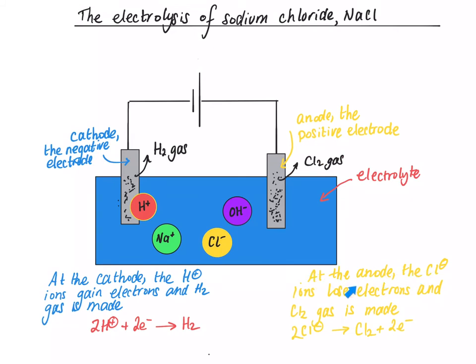At the anode, the Cl- ions lose electrons and chlorine gas is made. The equation for that is 2Cl- goes to Cl2 + 2e-. And you'd see yellow-green chlorine gas given off. Because the H+ turns into H2 gas and the Cl- goes to Cl2 gas, sodium hydroxide, NaOH, is left in the solution. So there are three products from the electrolysis of sodium chloride: hydrogen, chlorine, and sodium hydroxide.